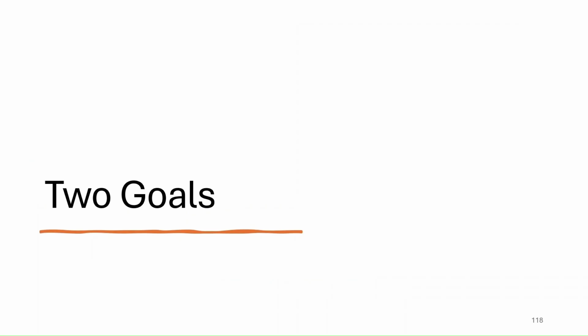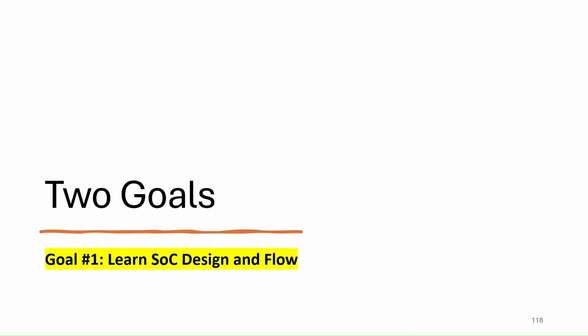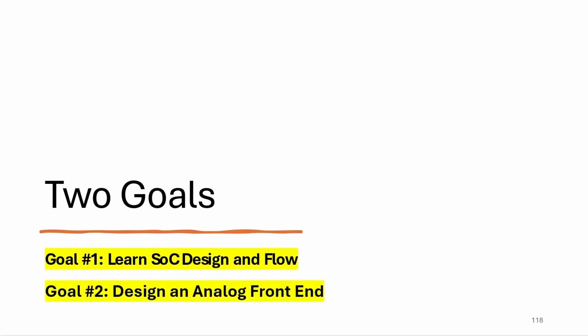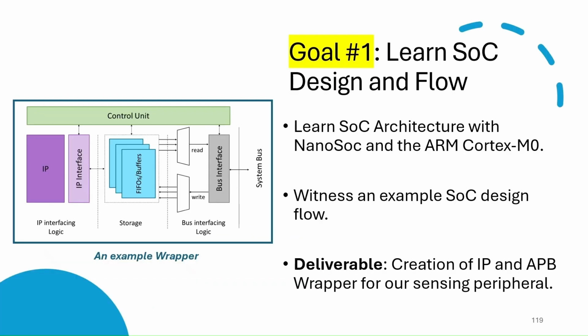So we have 2 main goals: learn SoC design and flow, which the digital team is in charge of, and design an analog front end, which the analog team is in charge of. So okay, starting with the first goal, learn SoC design and flow. As I mentioned before, the documents provided by SoC Labs, it was the ARM Cortex M0. This one was a great starting point to learn how to design everything.